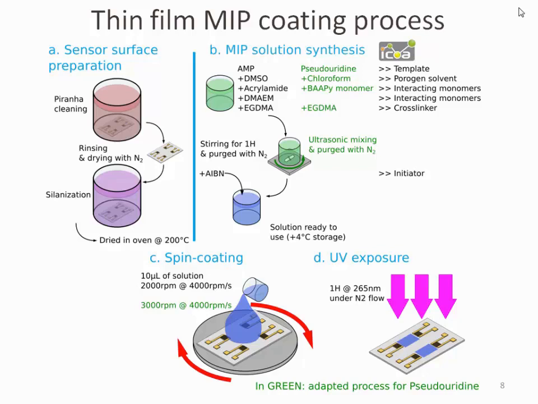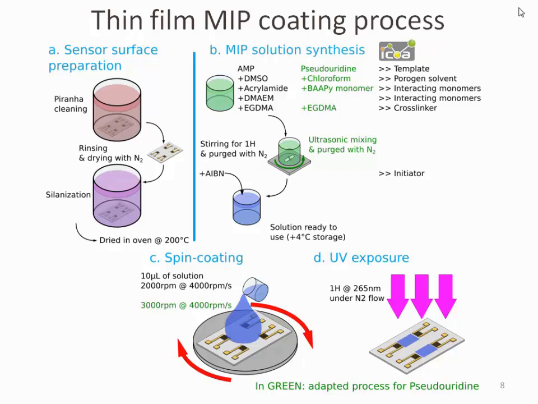In parallel, you have the MIP solution synthesis process. You have a different recipe depending on the target you want to detect. Here you can see the various components for AMP and for pseudouridine. You have different porogen solvents depending on the target, different interacting monomers which are specific to the target, and we use in both cases the same cross-linker. You also have different mixing conditions appropriate to the recipe, and we use the same initiator for the final reaction. And then you have a MIP solution which is ready to use.